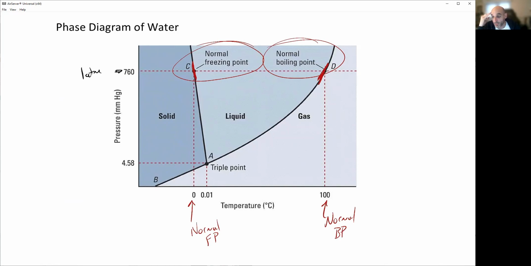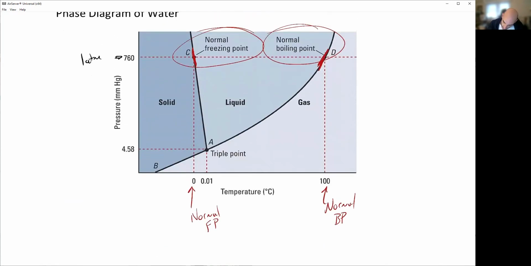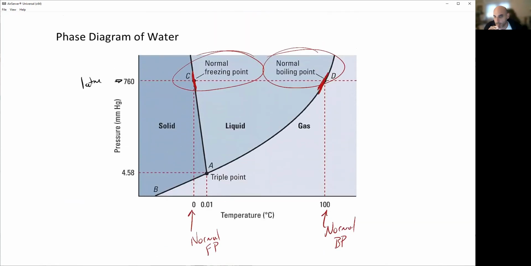Pretty straightforward. These are really neat little diagrams. You can pull a lot of information out from them. In fact, could we reach the triple point of water? Temperature would not be a problem at 0.01 degrees Celsius. We can do that right now. But the pressure of 4.58 torr, that's pretty low. So that would be a little bit difficult to get to. So we need the vacuum line and some high vacuum.